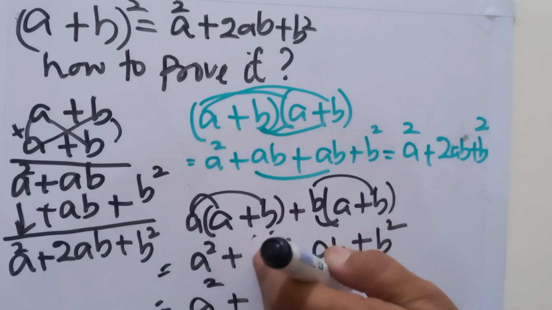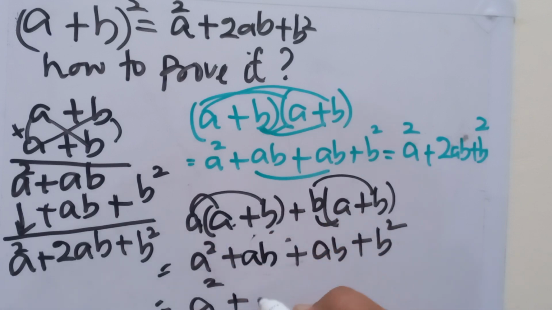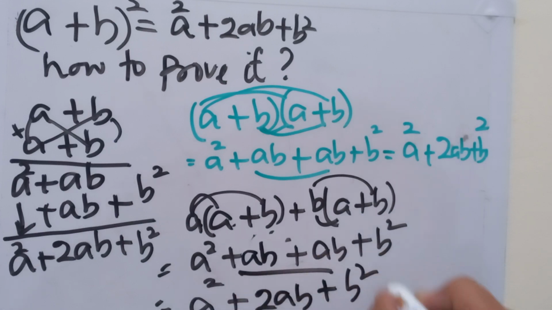a square plus, this is ab, a square plus ab plus 2ab, दोनों को प्लस करें, plus b square. So this identity (a plus b) whole square equals a square plus 2ab plus b square can be proved and verified through 3 different ways.